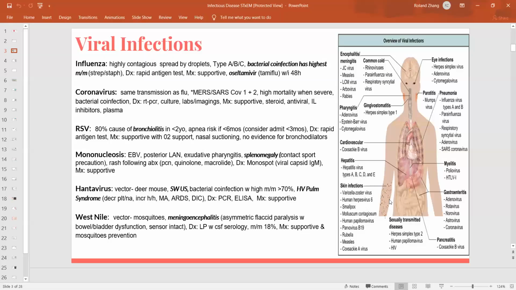West Nile has been more and more prevalent in the northeast area of the U.S., and it's usually during the summertime in an area where there's a body of water, because the vector is the mosquito, and it causes meningitis, encephalitis, and transverse myelitis. To diagnose this is clinical suspicion along with lumbar puncture and sending it for serology. Mortality is about 18%. The management is supportive as well. And the bigger management is mosquito prevention and control. Next slide.